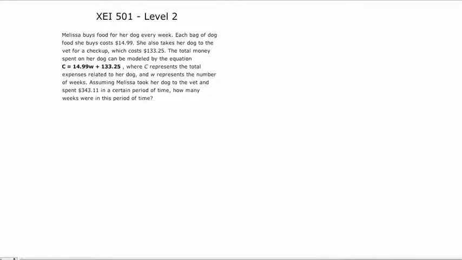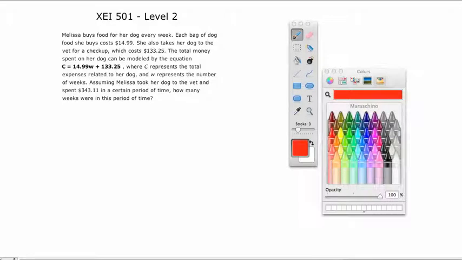This is the video for XEI 501 Level 2, and basically Level 2 is all about solving word problems. But the equations are given to you, so that makes life a lot easier. I'm going to give you the basic steps for going through Level 2 and solving these. The steps will stay the same, but the math will vary.